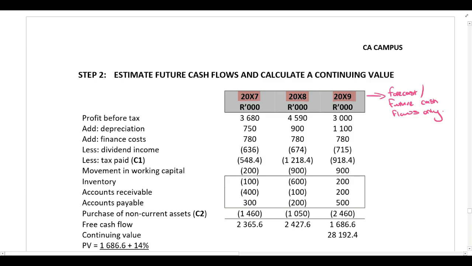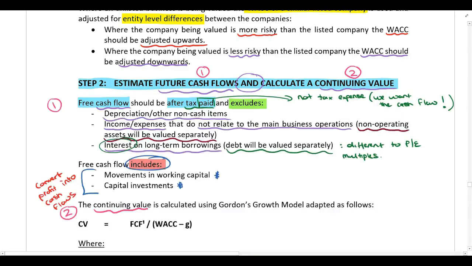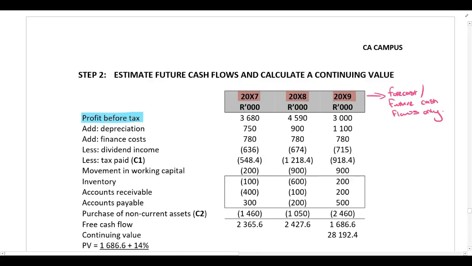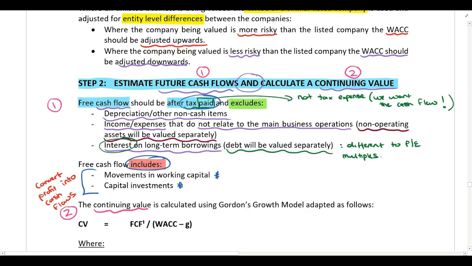Now we are going to start the calculation with profit before tax, and then we are going to go through the framework so that we make all of the adjustments. So the first thing I told you is this must be after tax paid. So if I start with profit before tax, I'm going to have to deduct the tax that is paid during the period so that I can get my profit after tax paid. Then we are going to eliminate depreciation and any other non-cash items. We'll eliminate any income or expenses that relate to non-operating assets because we will value those separately. And any finance costs are also eliminated because long-term debt is also going to be valued separately.